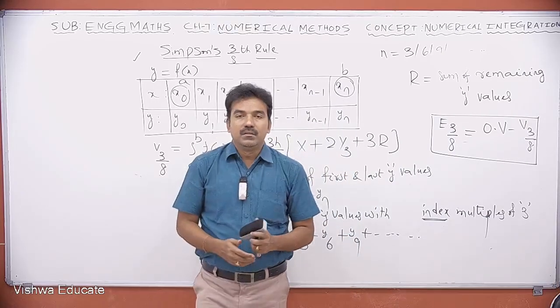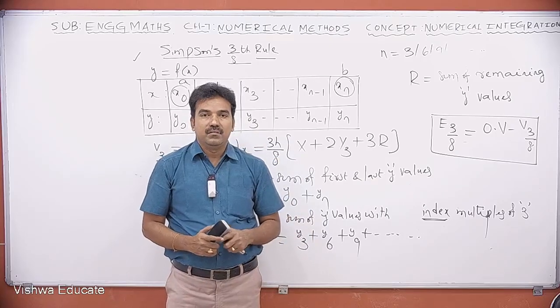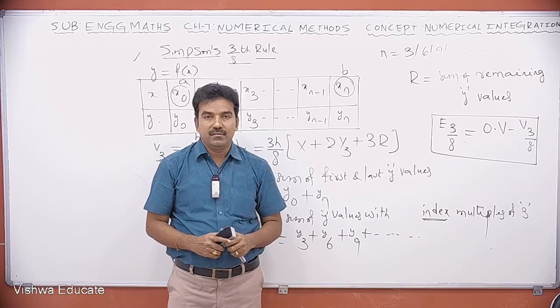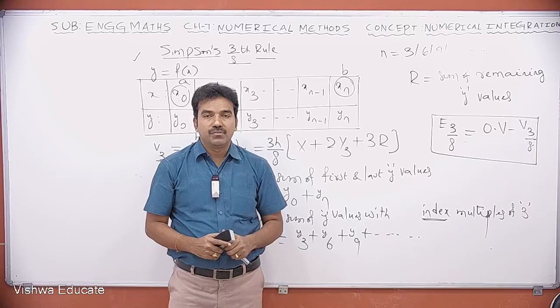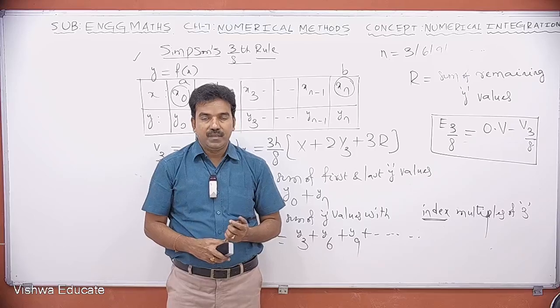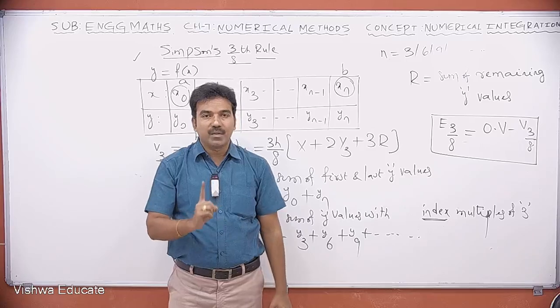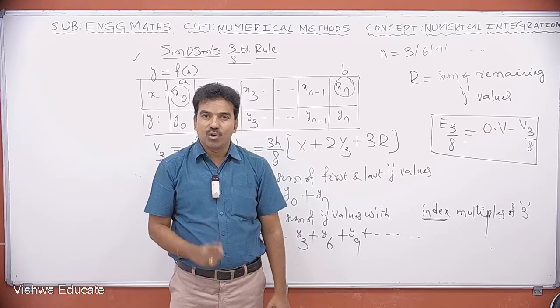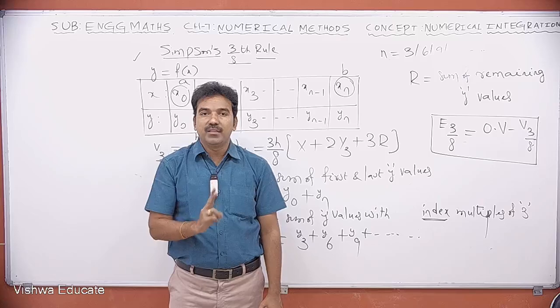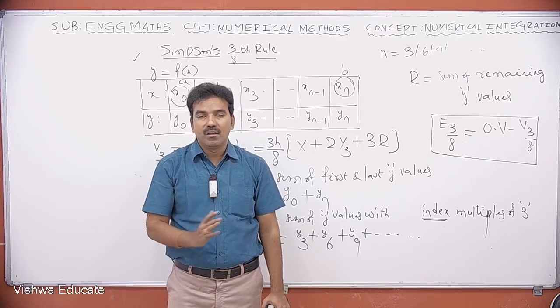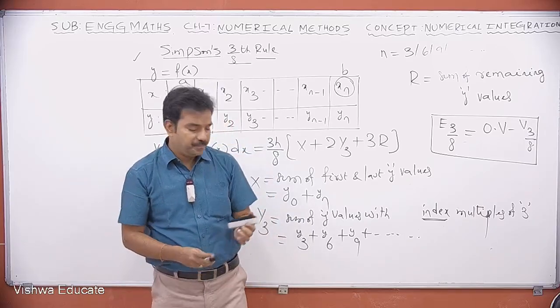Note the number of subintervals required for 3 by 8 rule is multiples of 3. So you can easily remember the sequence. For trapezoidal rule, it is multiples of 1. For Simpson's one-third rule, it is multiples of 2. For 3 by 8 rule, it is multiples of 3. Now I will give an explanation of why it is so by taking different examples.